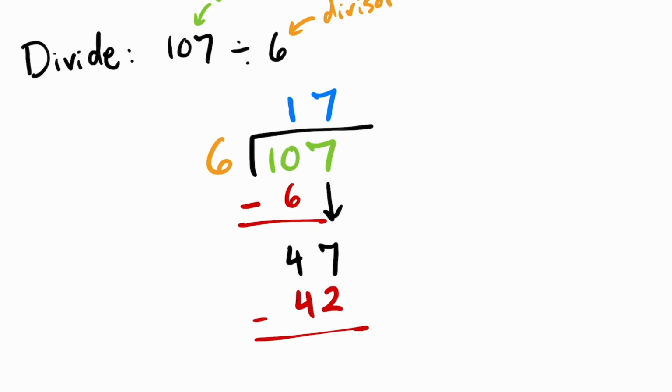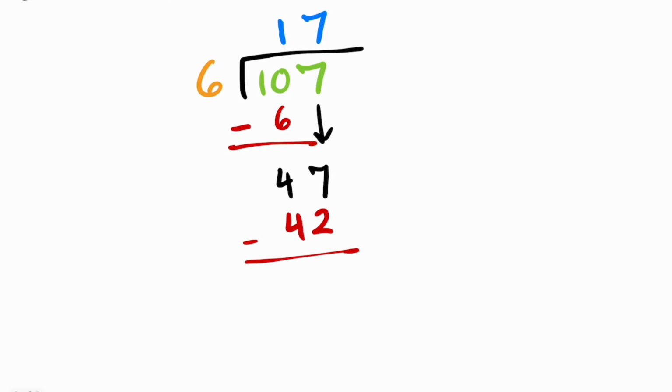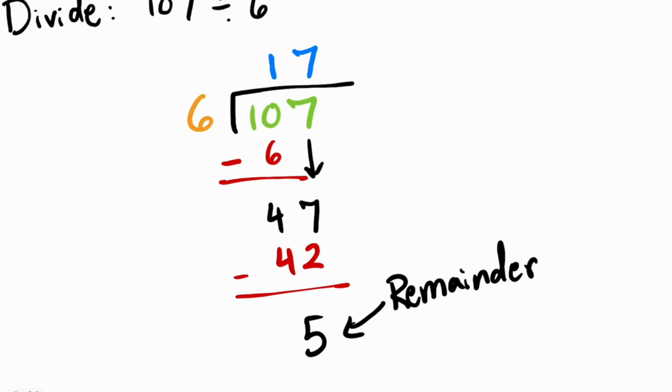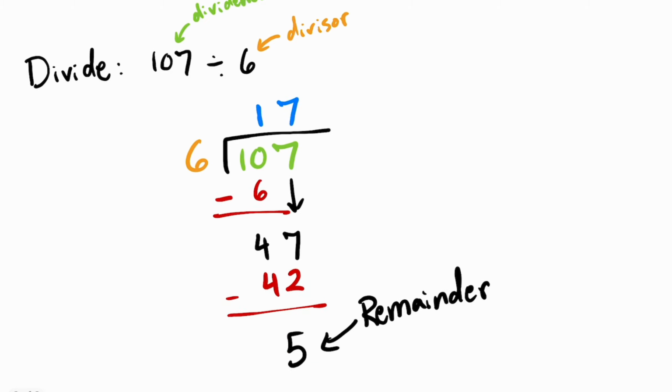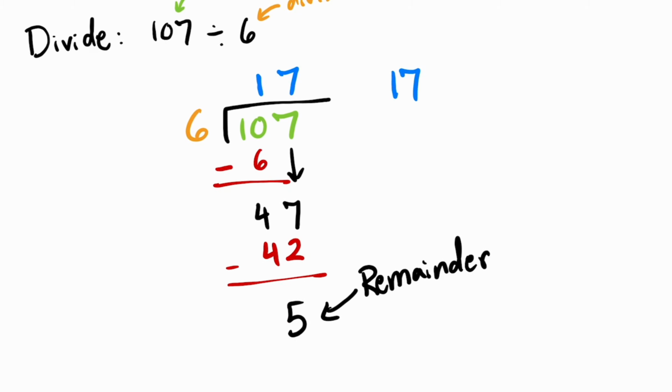And our next step is to subtract. So 47 minus 42 equals 5. And now you'll notice there's nothing left for us to bring down. There's no other numbers. We've used the 1, the 0, and the 7. And so our problem is done. That means that this 5 left over is the remainder. And so our answer to this problem is 17 remainder 5.